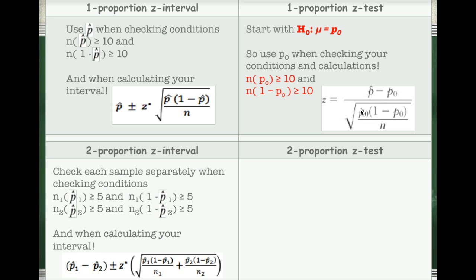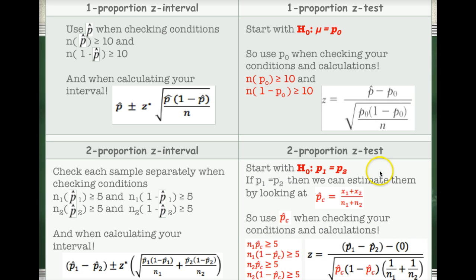Now, let's shift to two sample z intervals. So once again, for intervals, I do not start with any belief about my proportion value, so I have to use my sample proportions when checking my conditions, as well as my sample proportions when constructing my interval. However, with a two proportion z test, I start by believing the two proportions are equal to each other. So when I check my conditions, I need to use my combined proportion. That's the proportion that, based off of this hypothesis, it would make sense that they're equal to this combined value, or at least close to it.